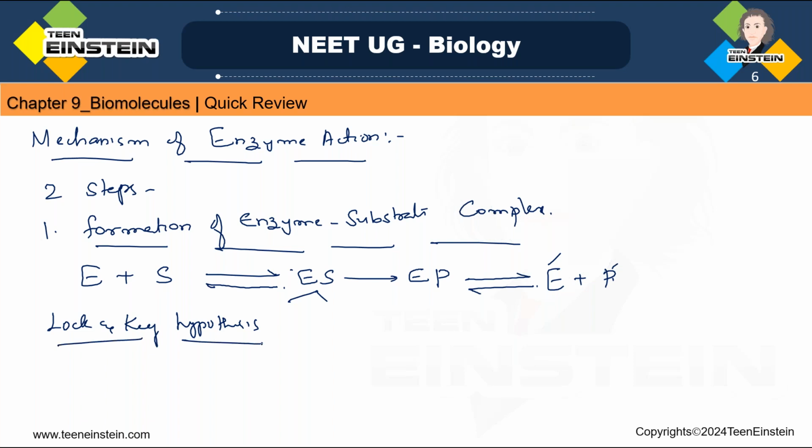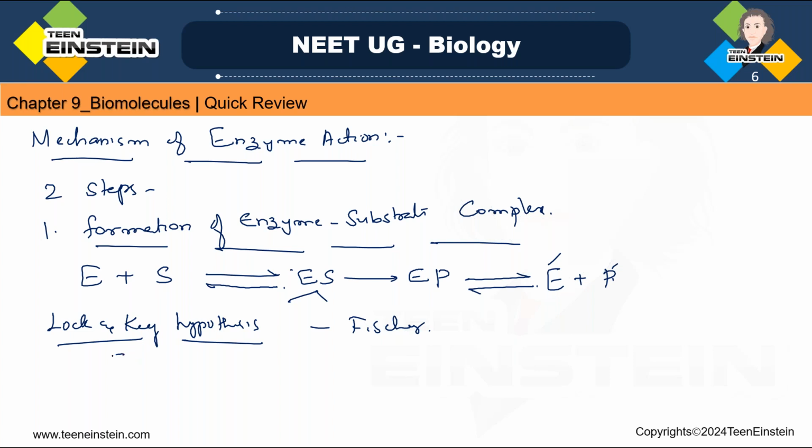To explain the production of this, different hypotheses are there. The lock and key model, which is proposed by Emil Fischer. According to this lock and key model, both the components, the enzyme and the substrate, have strictly complementary structure.